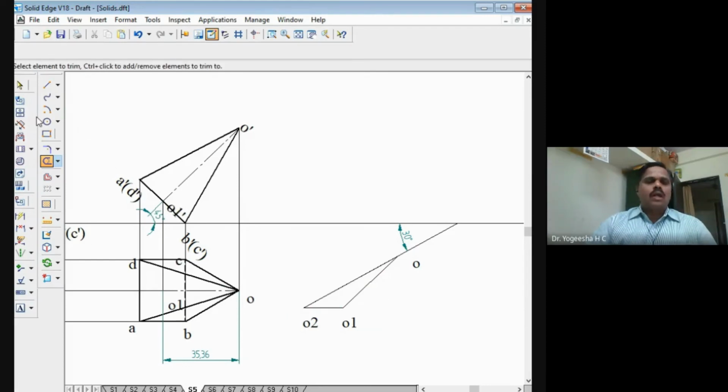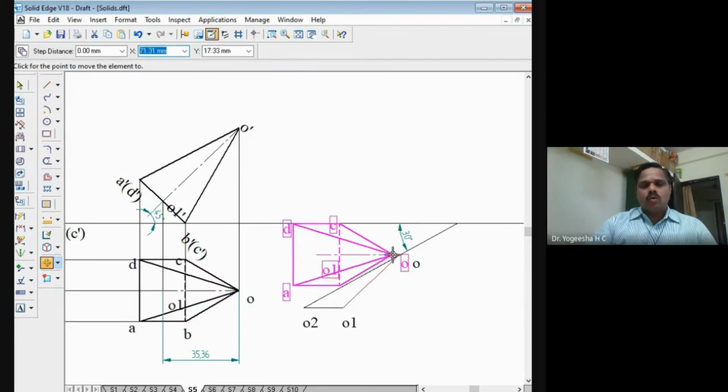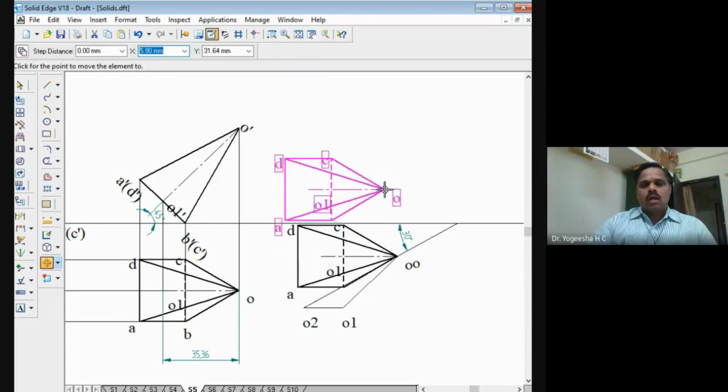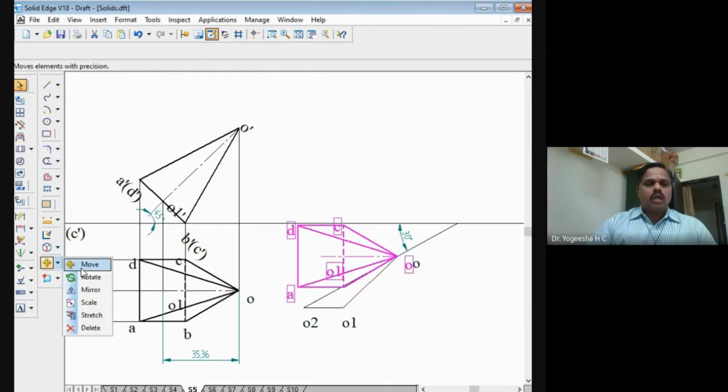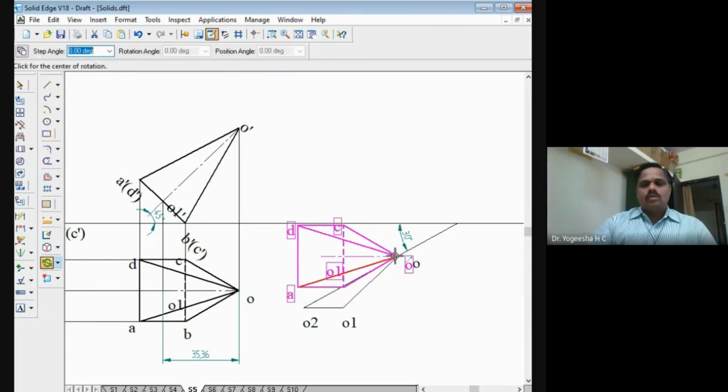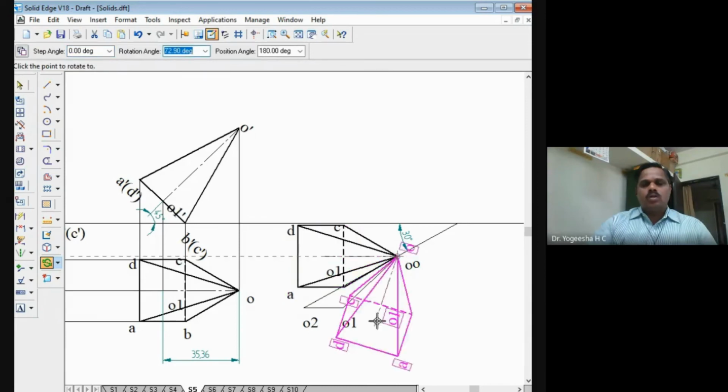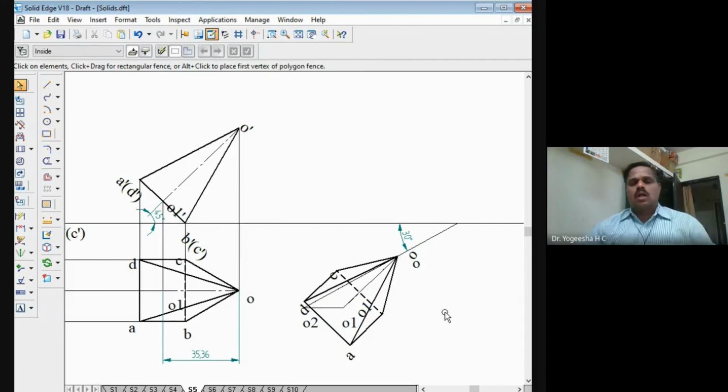Now we'll go for rotating the second top view. I'll select the whole of the second top view now. Right? Use move, create copy on. The point O should coincide with this point O. Right? I will rotate. Use rotate now. I have to rotate such that this OO1 should coincide with this line, right? I rotated such that in the second top view, the axis is inclined at 30 degrees to VP.